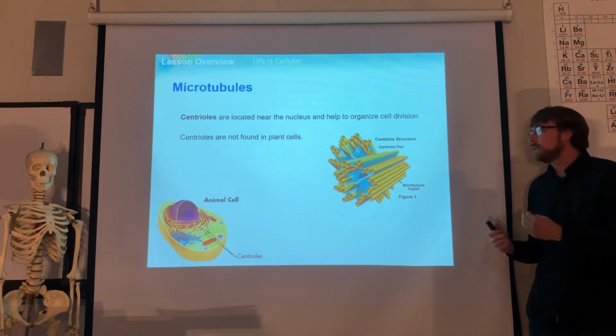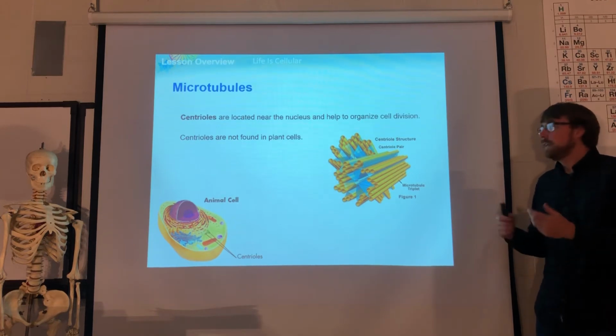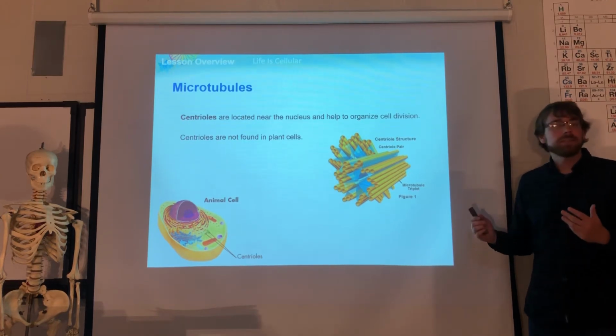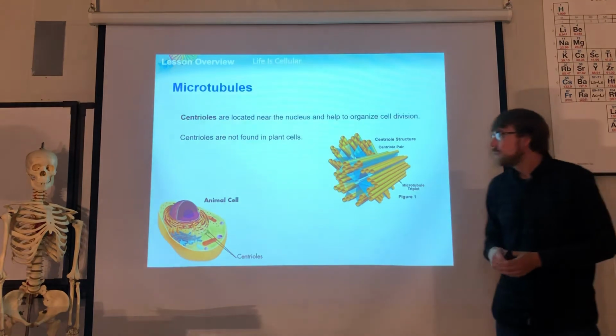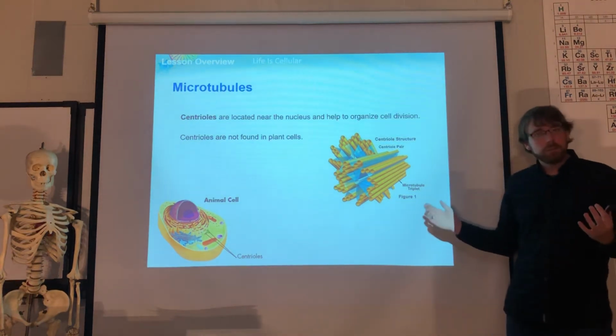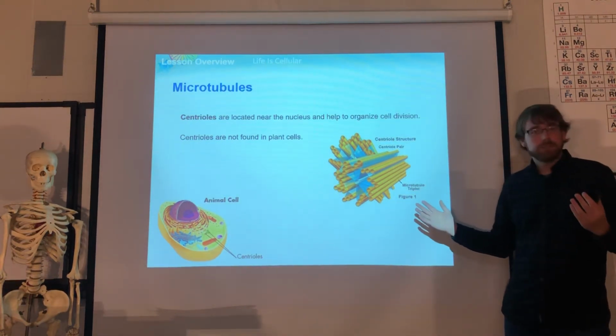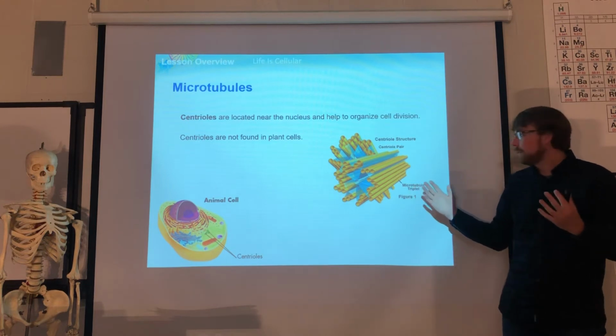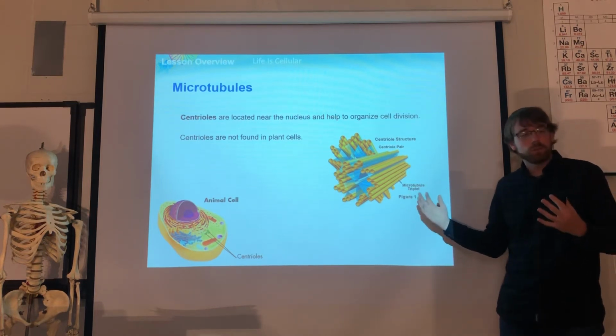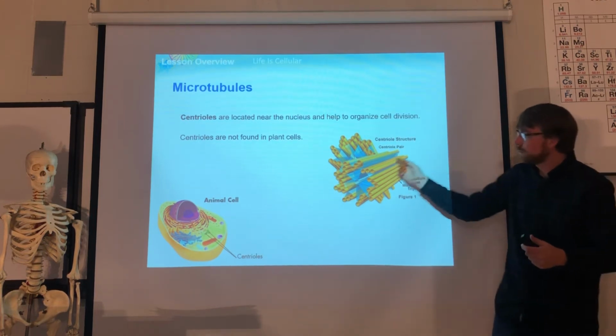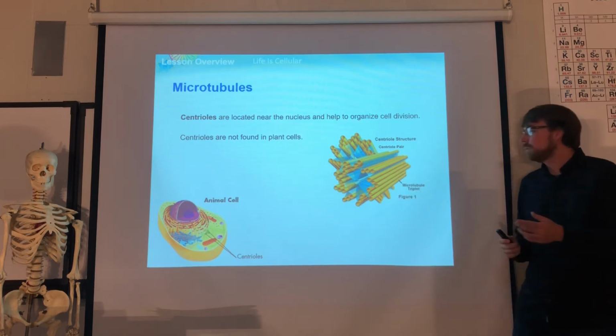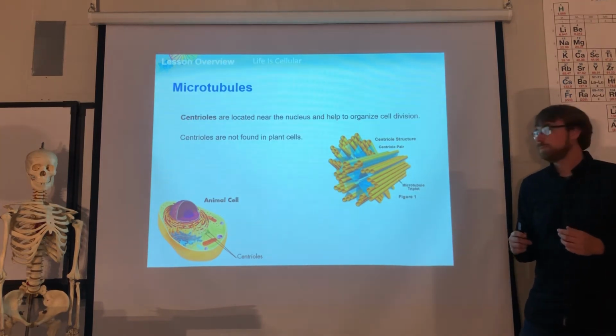So centrioles are located near the nucleus. They help to organize during cell division. Centrioles are not found in plant cells. There are still things I don't understand about that, and that I think science doesn't quite understand about that. But these centrioles are made out of microtubules in groups.